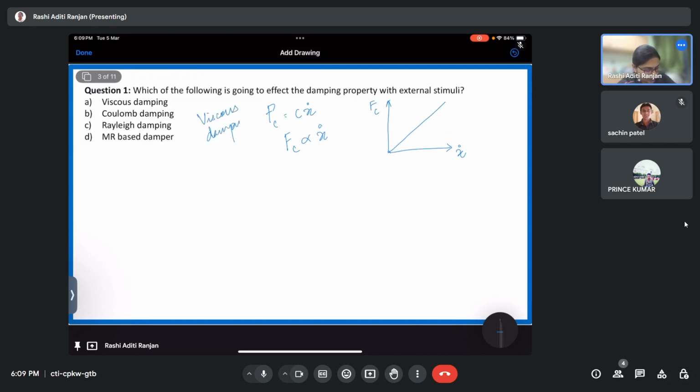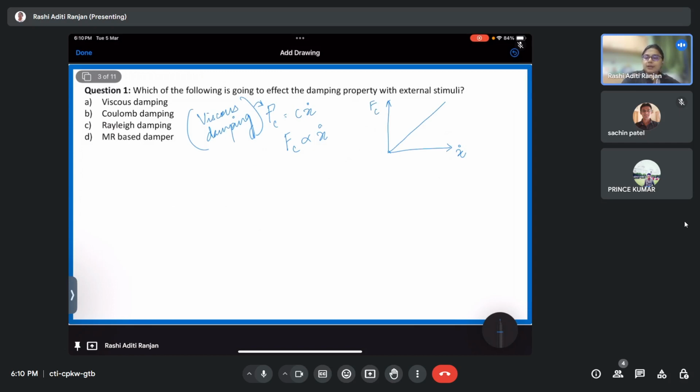This kind of damping is known as viscous damping. By external stimuli, what I actually mean is, if I externally apply another kind of field or another kind of force, then what is going to happen? It may be an electric field, a magnetic field, visible light, or a change in color. Viscous damping is not going to depend upon any of these things. It only depends upon the damping coefficient. If the damping coefficient of a material is, for example, 10, it is always going to remain 10. No matter how much external stimuli I provide, it is always going to show this kind of linear variation.